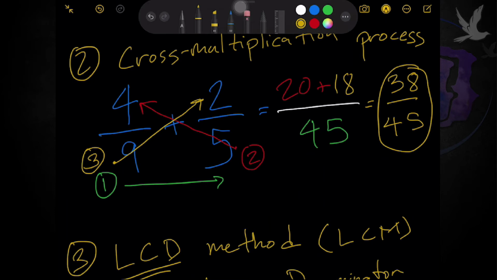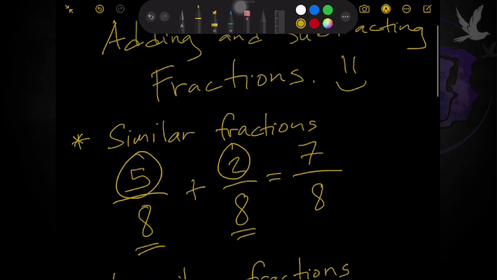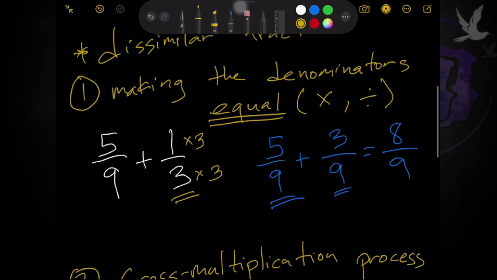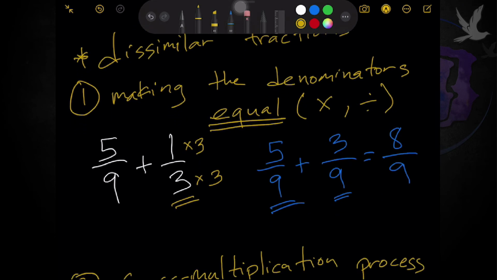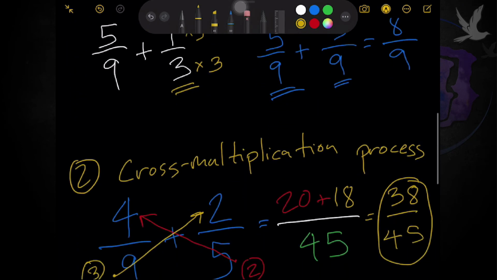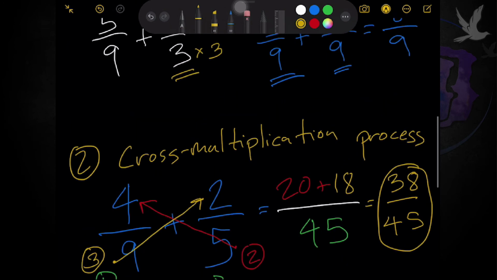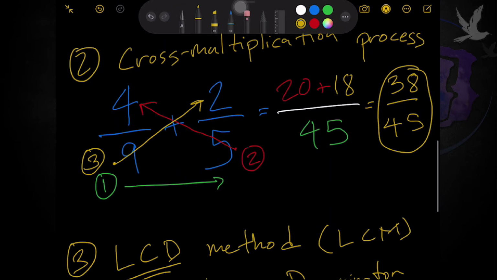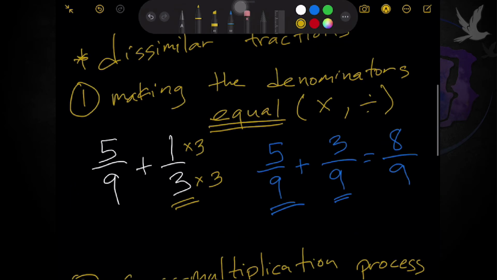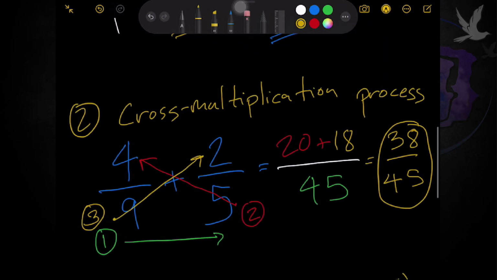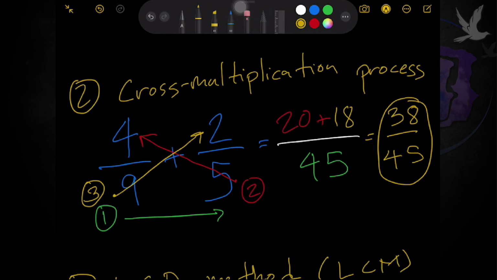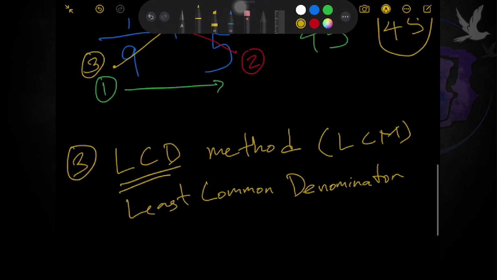Okay, so this is basically how you do the basic of adding and subtracting fractions, especially sa dissimilar fractions. Step 1 is making the denominators equal. Step 2, not actually step 2, but technique number 2, is the cross multiplication process. So, depende na sa inyo. If you can still make them the same, then make use of technique number 1, making the denominators equal, but not the cross multiplication process. Okay. So, dito naman tayo ngayon sa LCD method.